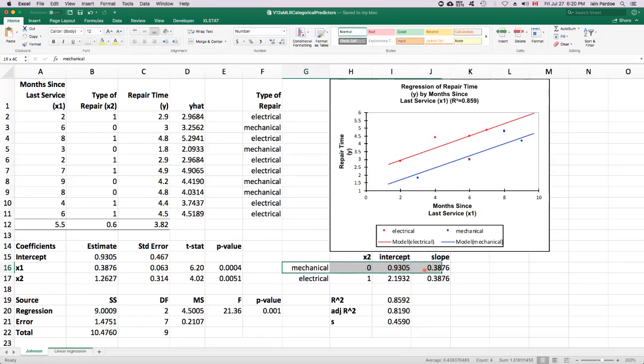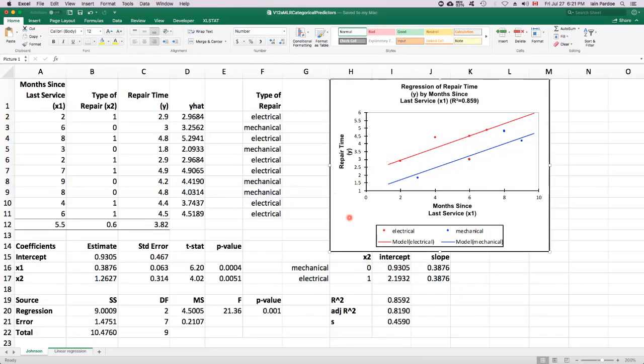So look at the mechanical one first, that's the blue line. That's got an intercept of 0.9305. If I trace this line back to where it crosses the axis, it would cross at 0.9305. And the slope, the rise over run for the blue line, is 0.3876. The red line, on the other hand, is this line here. If I back that up to where the intercept would come, it would be about there. That's 2.1932. And it has the same rise over run, the same slope of 0.3876.